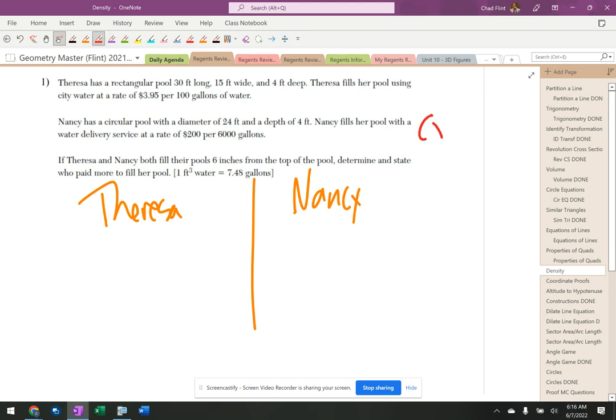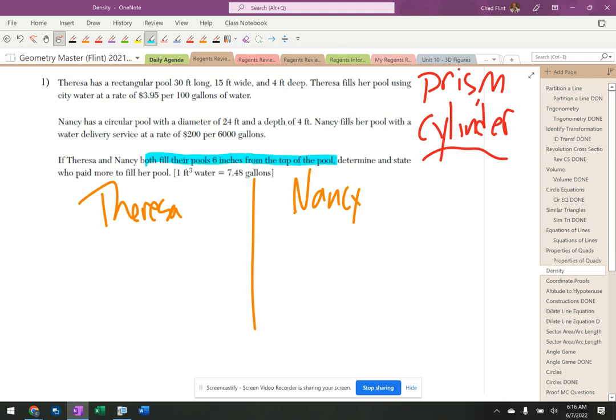It doesn't say this. This was one of the ones that didn't say it. They've asked this question quite often. That's a cylinder. That's a prism. Okay, that says rectangular pool, circular pool. Again, if I don't know what a pool is, all right. And then this is the evil thing they threw in here. And the first time I did this, I didn't notice this till the end. I had to restart.